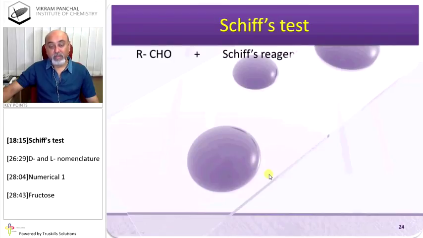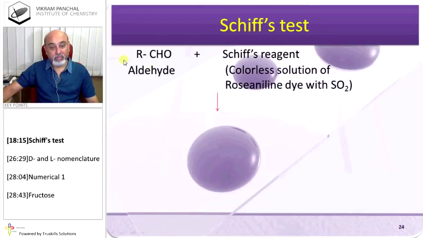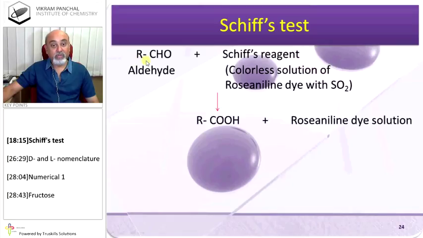Schiff test. This is a very important test of the aldehyde group. Schiff reagent is mainly SO2 with rosaniline dye. So any compound having a CHO group, that is an aldehyde, must react with Schiff reagent, which is a colorless solution of rosaniline dye, because it contains SO2. Then this SO2 is the oxidizing agent which will oxidize CHO and produce COOH, and so SO2 is removed from the rosaniline dye. Therefore we again get the color of rosaniline dye, and that is magenta color.